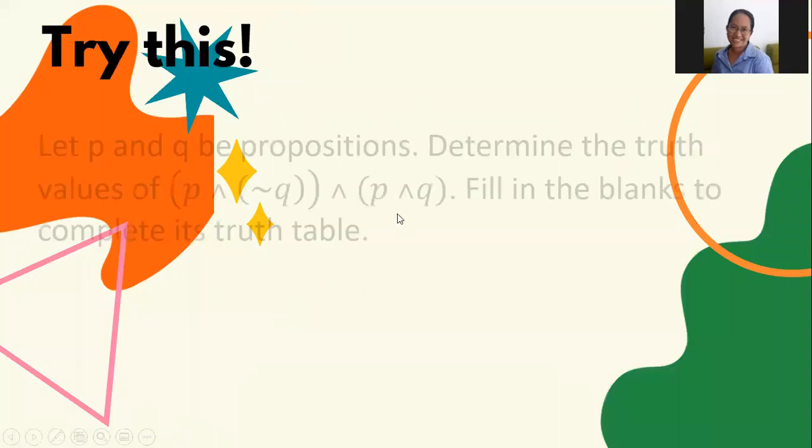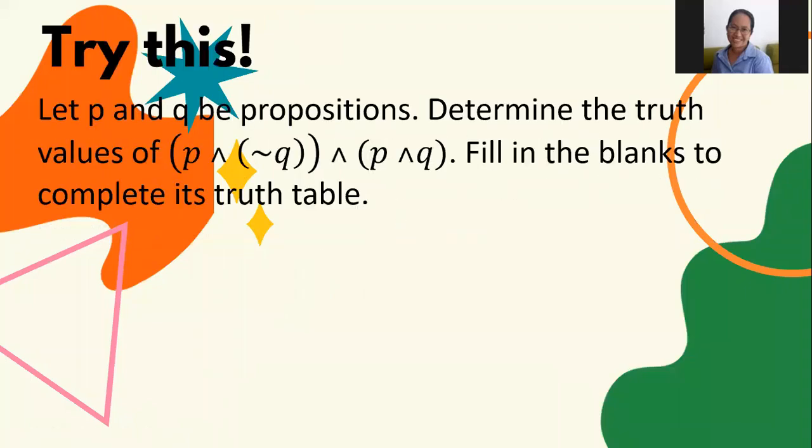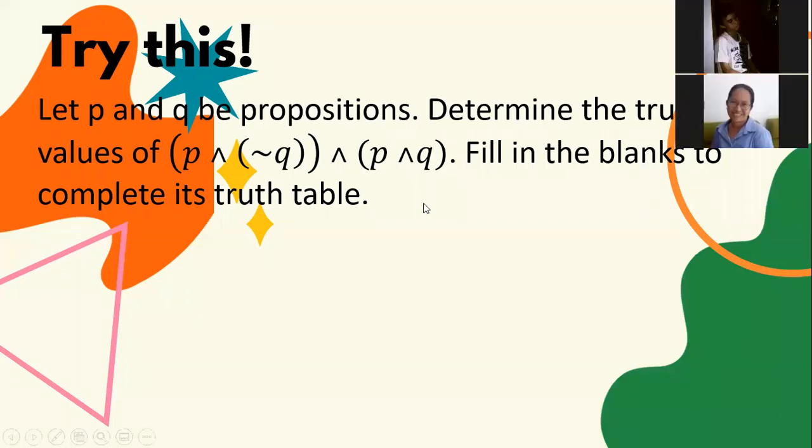Okay, let's try this one. Let P and Q be propositions. Determine the truth values of P and the negation of Q and P and Q. So by looking at the propositions, how many columns must your truth table have? Anyone? Ilang kayang columns ang kailangan nating i-provide? Yes, Francine?